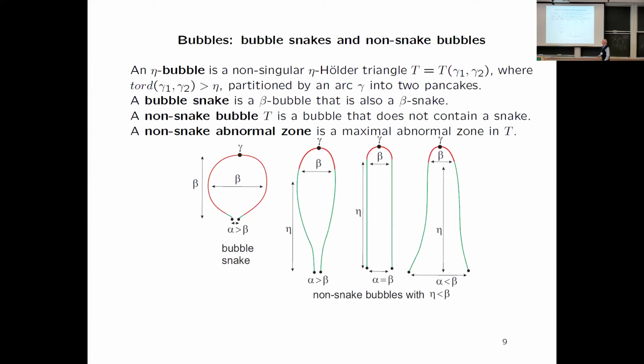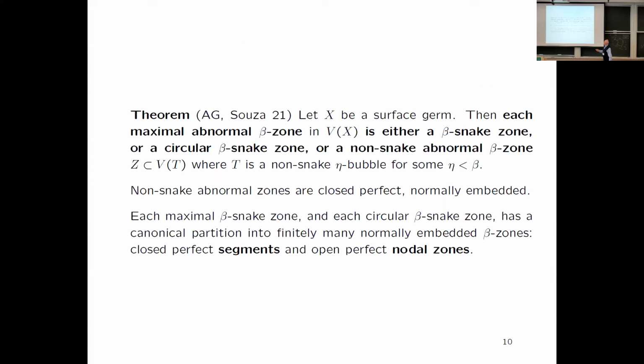And that's essentially everything about abnormal zones. So the theorem is that for any surface germ, each maximal abnormal zone is either a beta snake zone, or a circular beta snake zone, or a non-snake abnormal beta zone.